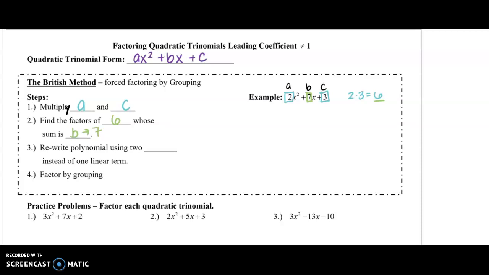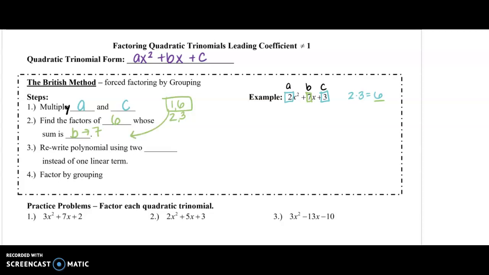It's kind of similar in the sense of what multiplies to this and adds to this, but now I need to multiply A and C together first since A is something bigger than 1, and then figure out what multiplies to that number and adds to B. So then I'm going to rewrite the polynomial using 2 terms instead of 1 linear term, but I need to figure out those terms. So going back to step 2, what are the factors of 6 that would add to 7? You list the factors of 6: 1 and 6, 2 and 3. 1 and 6 are clearly the ones that would multiply to 6 and add to 7.